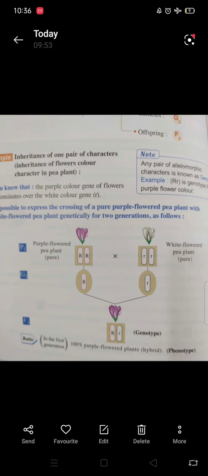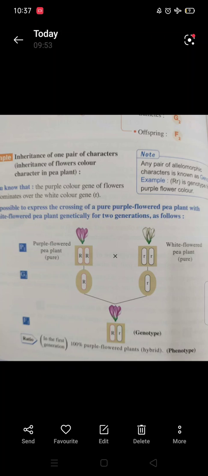Here we have an example to study the transfer of traits from one generation to another according to Mendel's law. If we make a fertilization between a pure purple flower, and we know that purple is dominant over white flower, the genotype of it is R capital, and the white flower is recessive, with genotype R small.